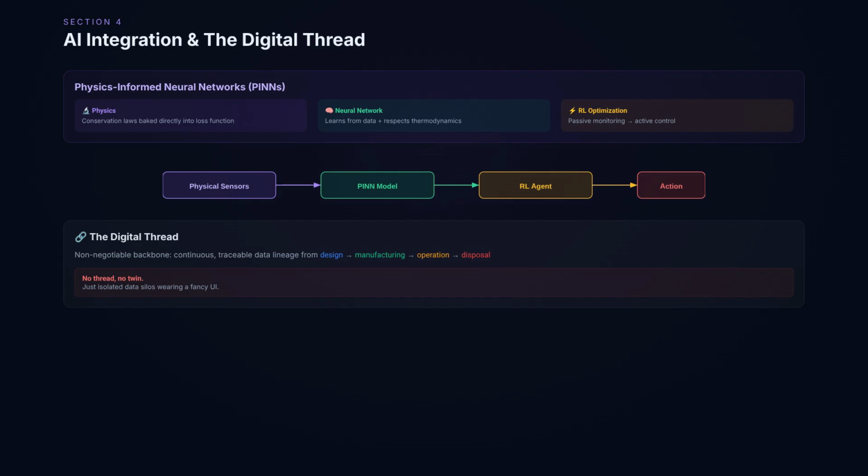And none of this works without the digital thread. This is the non-negotiable backbone. It's the continuous, traceable data lineage from design to disposal. No thread, no twin. Just isolated data silos wearing a fancy UI.